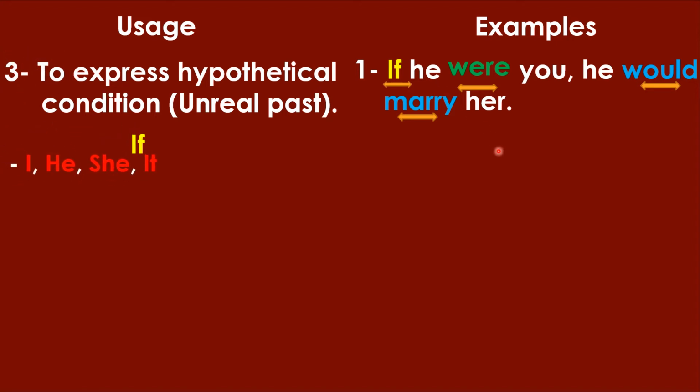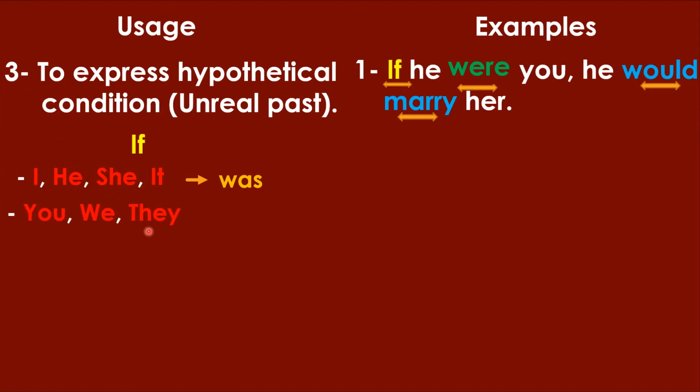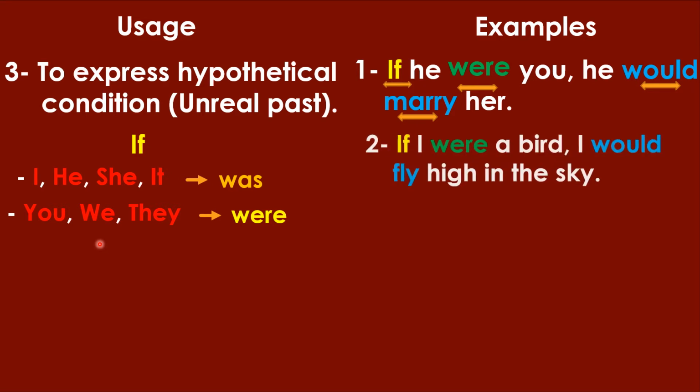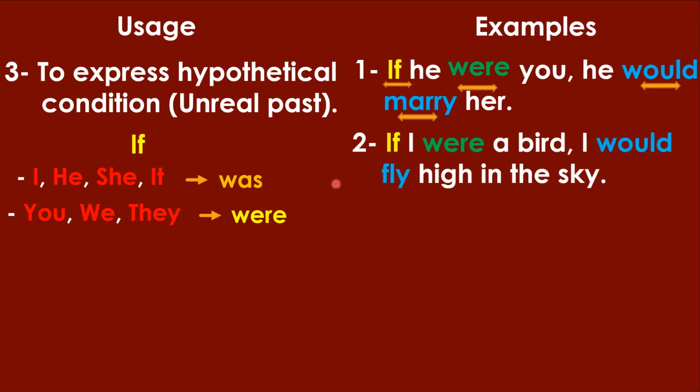Okay. And as you all know, زي ما انتم كلكم عارفين I, he, she and it take what? It takes was in the past simple. طبعا بتاخد was في الماضي البسيط. And you, we and they take were. Okay. طبعا you, we and they بياخدوا were في الماضي البسيط. But in this case the second conditional, the unreal past, we're going to use were with all subject pronouns or all subjects. في الحالة دي هنستخدم were مع كل الضمائر سواء مفرد أو جمع أو مع أي فاعل, فاعل مفرد أو فاعل جمع. Okay. Let's have a look at another example.